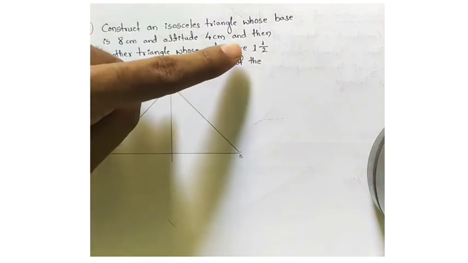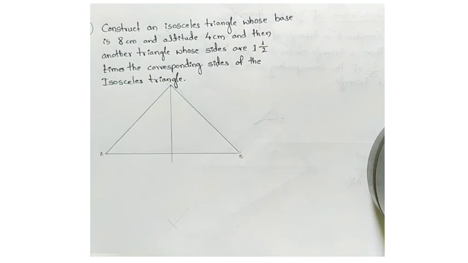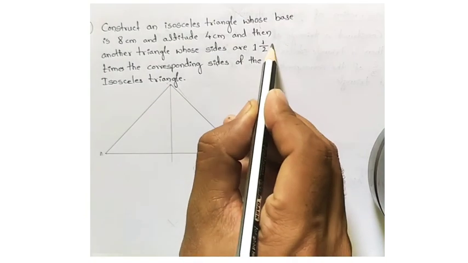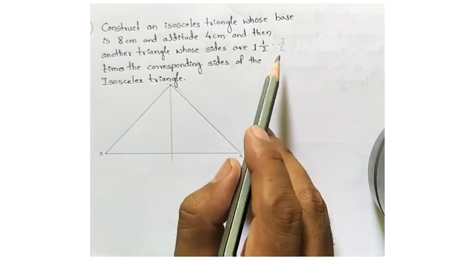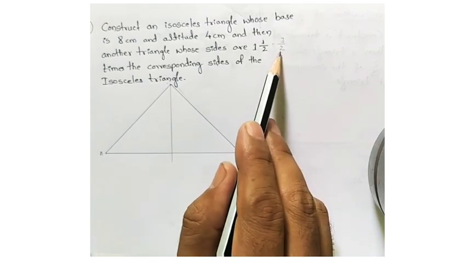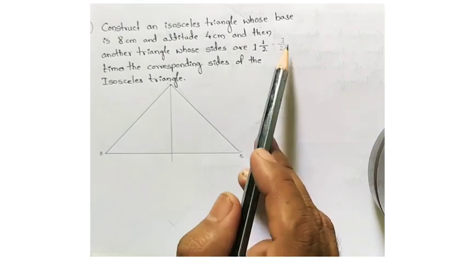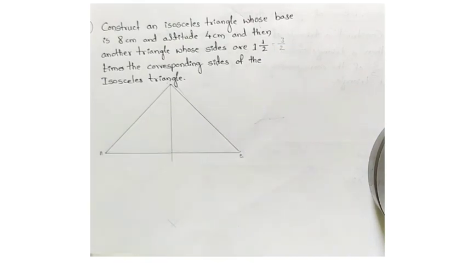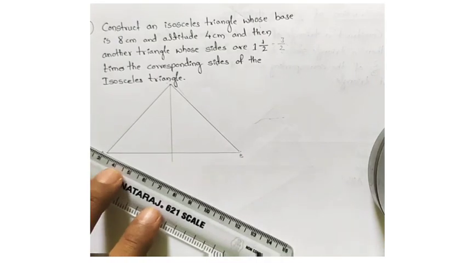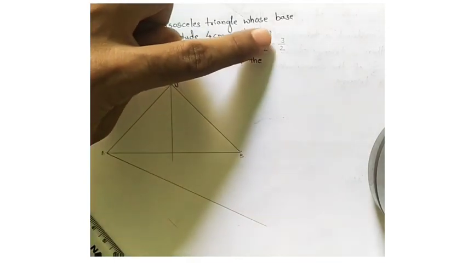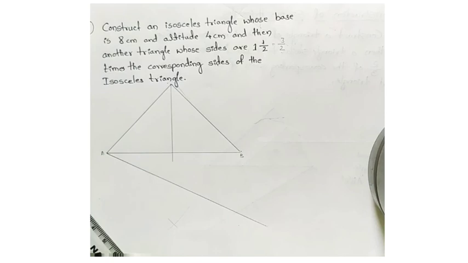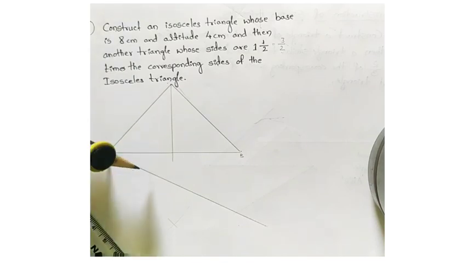How much ratio? 1 integer 1/2 means what? It will be 2 ones are 2, 2 plus 1 is 3, 3/2. So total 3 parts. We need 2 parts for the given triangle and 3 parts for the similar triangle. So what you have to do? Again make here one acute angle, and how many parts do we have to make? Total maximum is 3. So 3 parts you make from A.